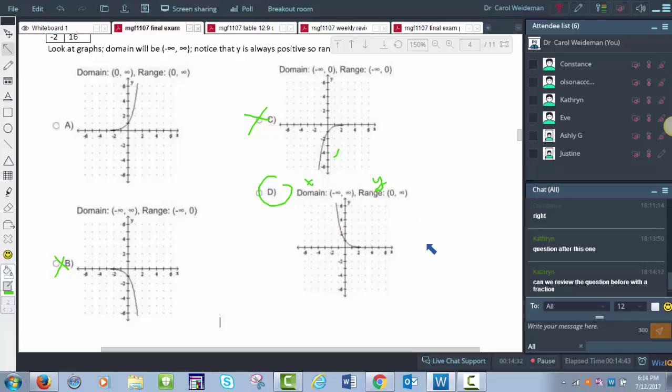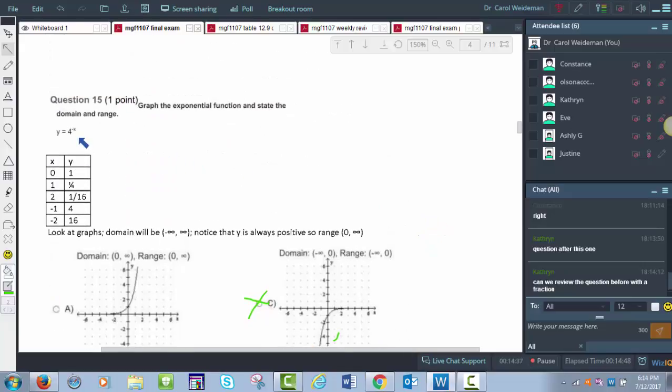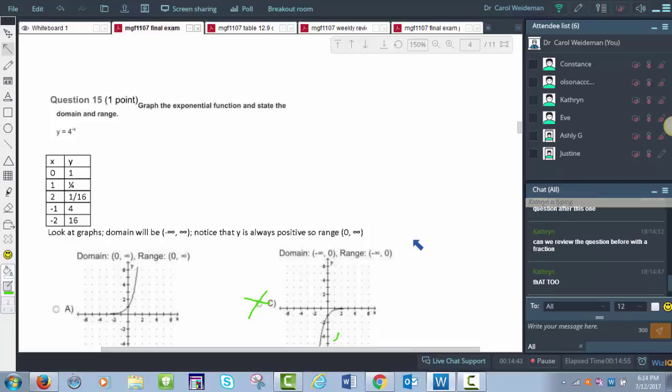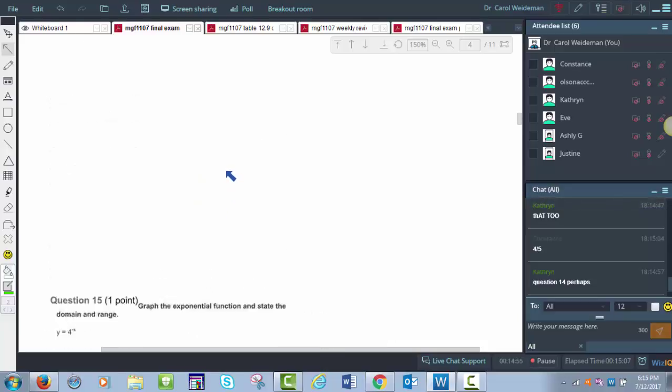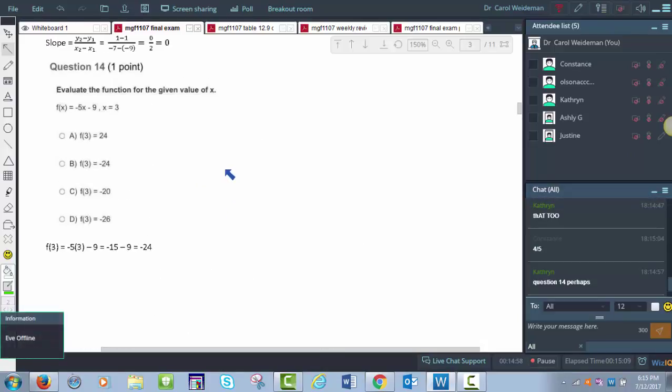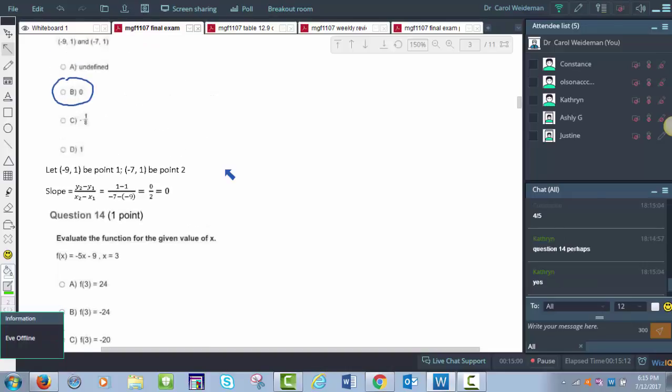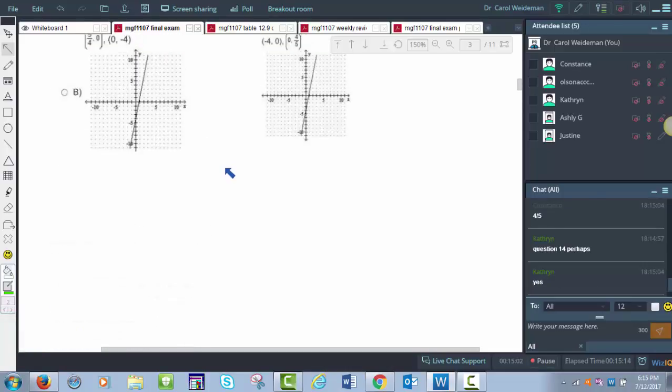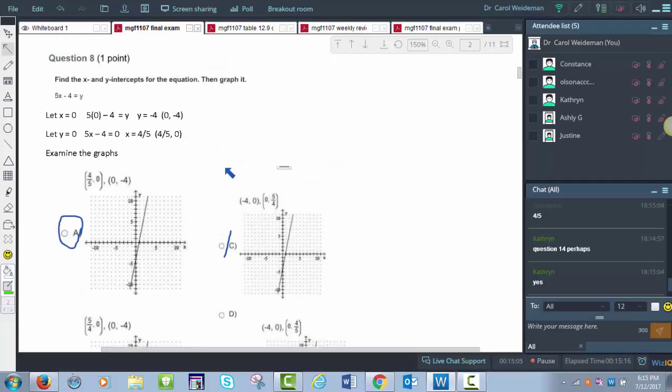Okay, so Catherine, tell me a question with a fraction. Do you mean for an exponential function? Okay, but tell me what you mean by a fraction. I don't know what kind of question you mean. Question 14. Okay, let me go back. No, I think you might mean back here. Like this one.